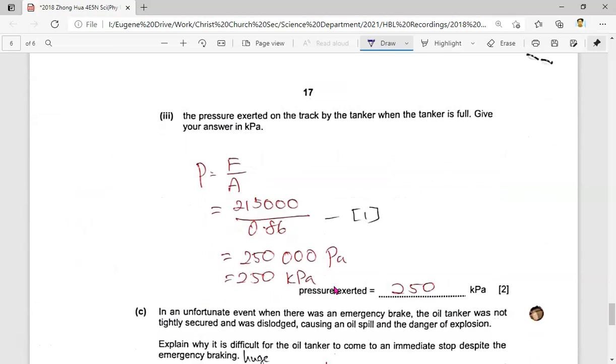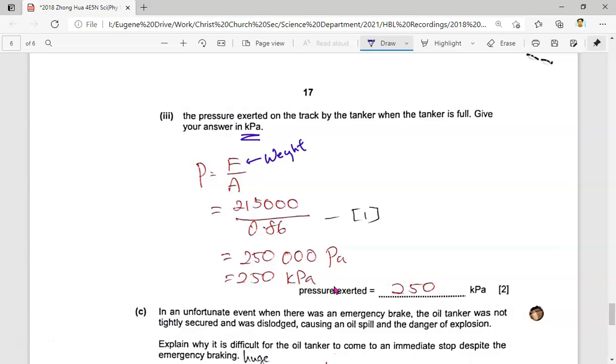Now last, in part 3 here, part B, the pressure exerted on the track by the tanker when the tanker is full. Give your answer in kilopascal. So pressure, I know the formula is P equals F over A. The force here is the weight of the tanker plus the oil, so it's 215,000. The area is the contact area, which is 0.86.